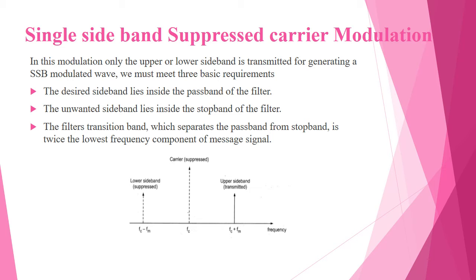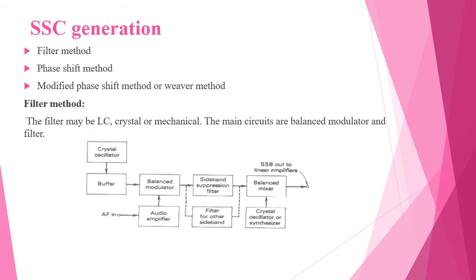Okay, so these single sideband suppressed carrier modulations are of three types. They are the filter method, the phase shift method and the modified phase shift method or Weaver method. So let me see one by one. So first we are going to see about the filter method. So the filter may be LC, crystal or mechanical. Okay, the main circuits are the balanced modulator and filter.